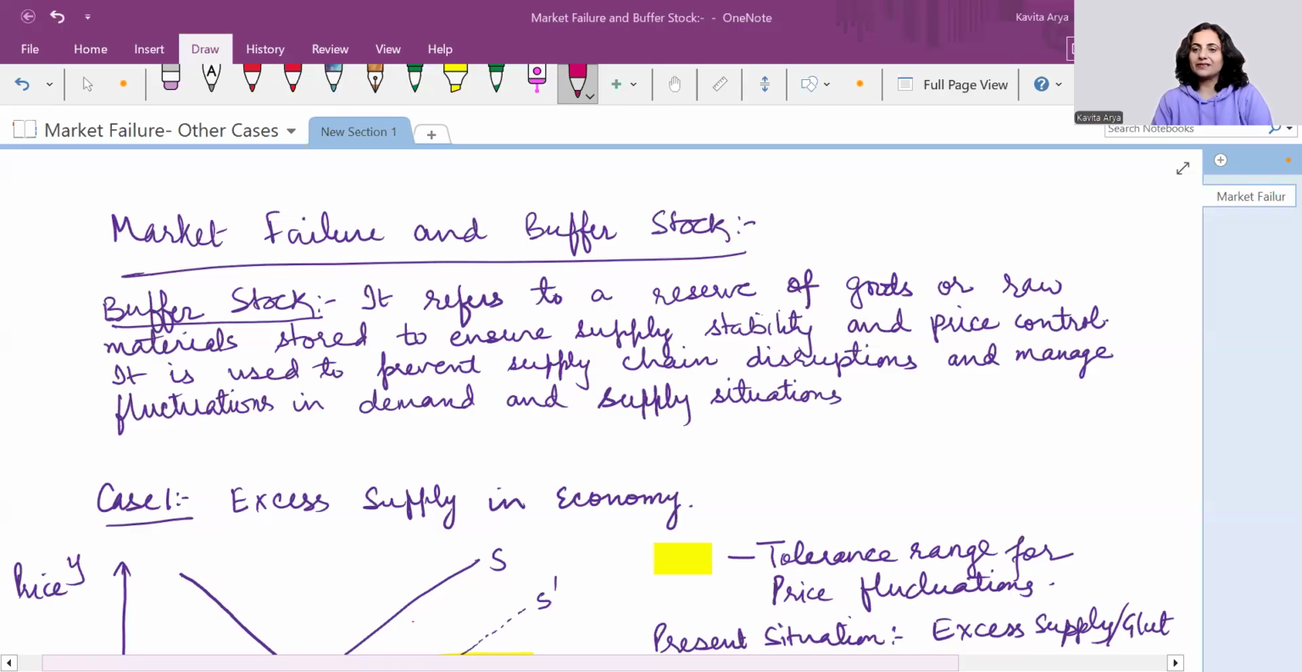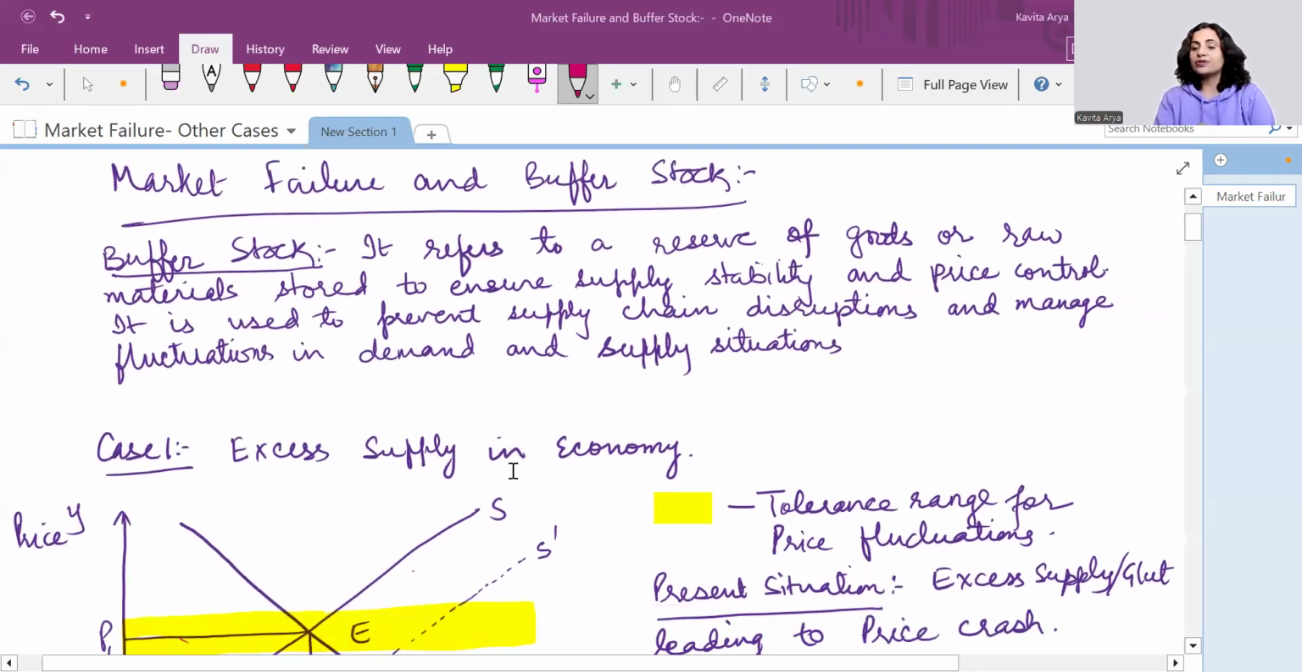In a few of our previous videos, we had been talking about the market failure situation, the situation where the demand and supply forces of the market do not get the social optimum level of output at the required prices. There are a number of reasons for it and a number of solutions are used to overcome this problem of market failure. So today's discussion revolves around the topic buffer stock, how buffer stock would be a help in such cases of market failure. So let's proceed ahead to know what is a buffer stock.